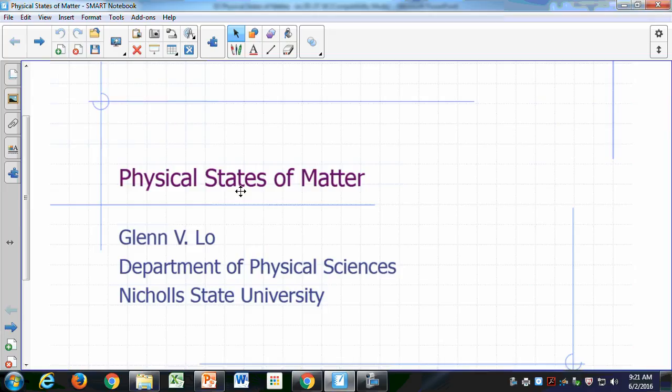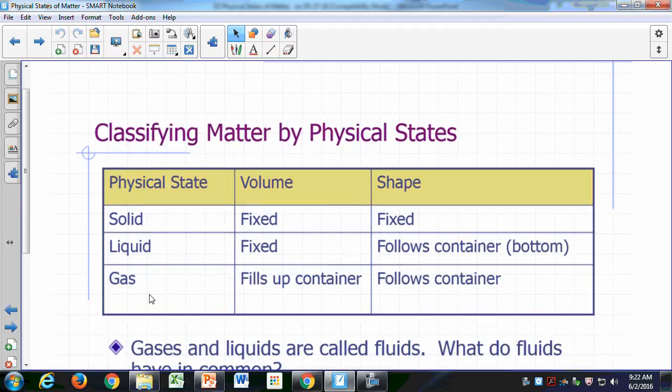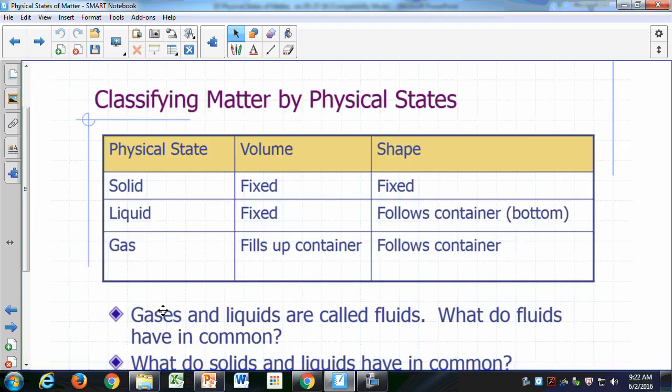In this lesson, we are going to talk about physical states of matter. This is probably a topic you've heard since, what, 4th, 5th, 6th grade. And physical states refer to whether a sample is a solid, liquid, or gas. And you can classify your sample as either solid, liquid, or gas, depending on the characteristics of its volume and shape.